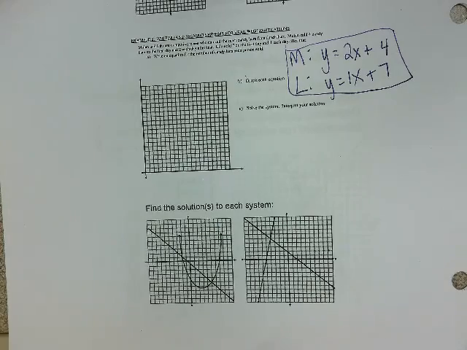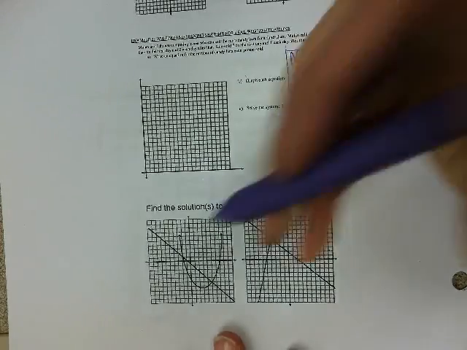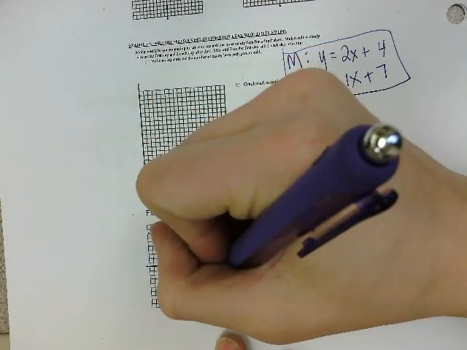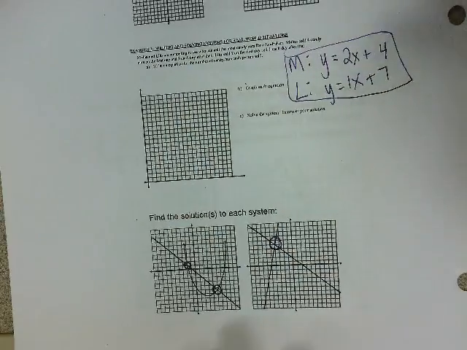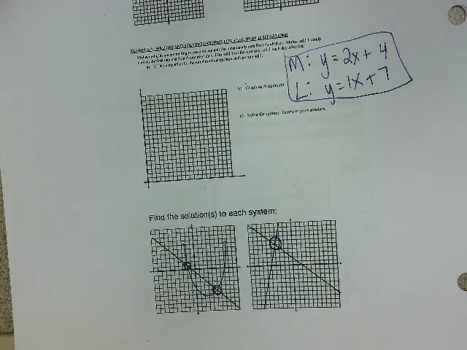And then find the solutions to the system. So let's go ahead and circle where they cross. Okay, so I just want you to circle them. Okie dokie.